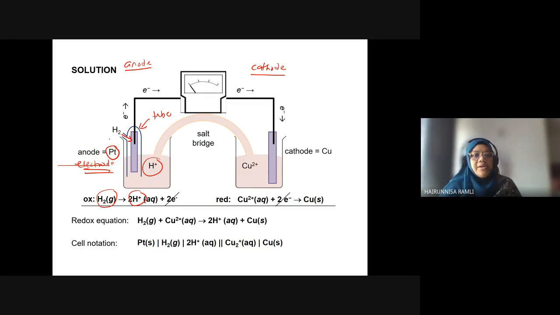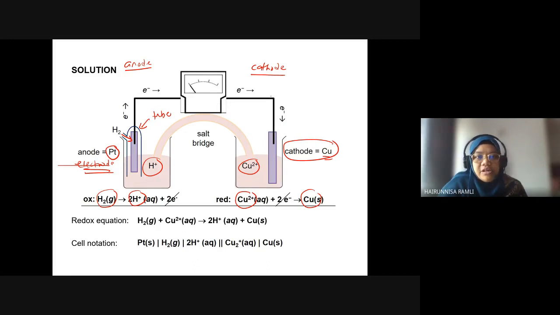Beza dia kat sini, kalau ada gas. The rest sama lah. So dekat cathode, since Cu2+ to produce Cu solid. So dekat cathode kat sini Cu2+ is the electrolyte. So your electrode here is Cu lah, sebab dia masih produce Cu solid. Okay, put the salt bridge and then put the electron transfer lah.